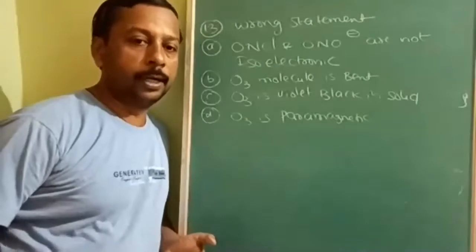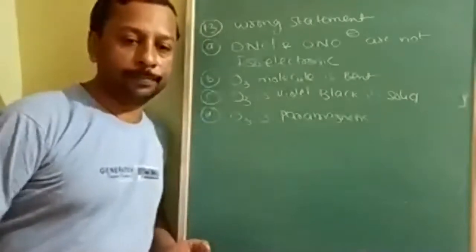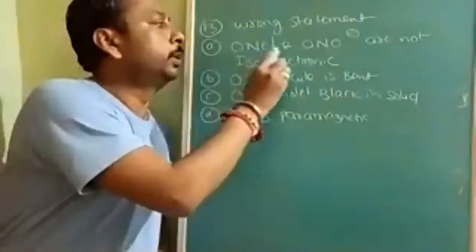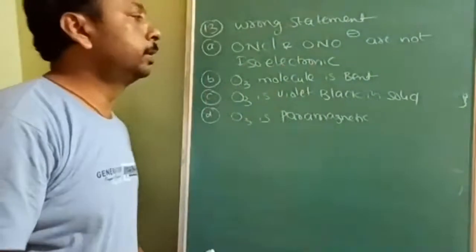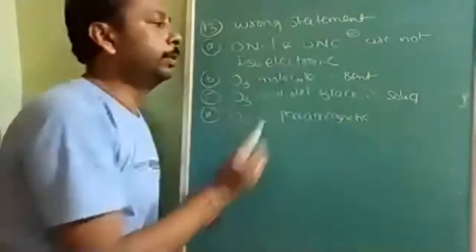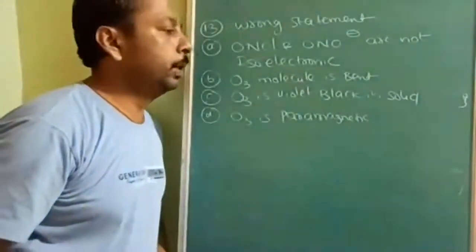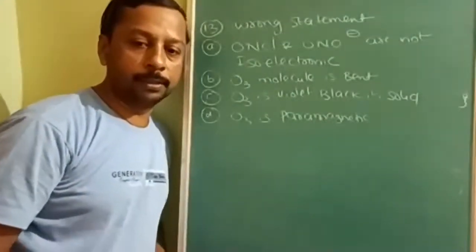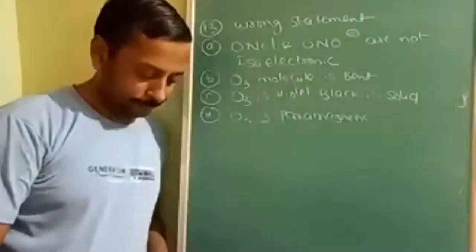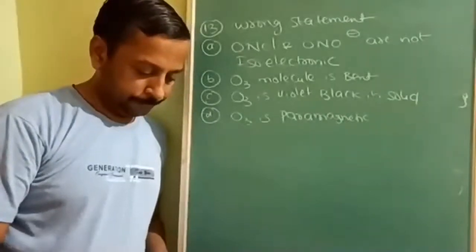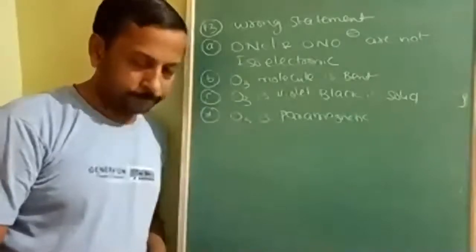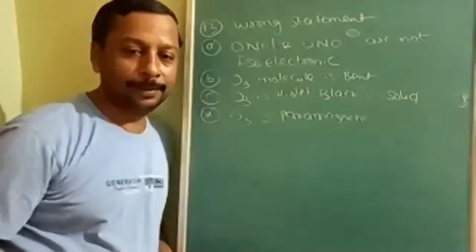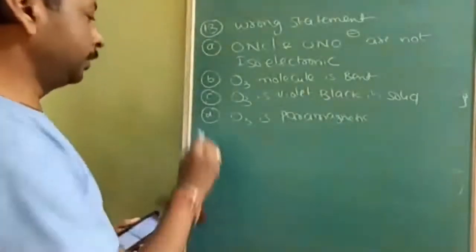Okay, you have to identify the wrong statement. The first statement is OCl and O minus are not isoelectronic. O3 molecule is bent. O3 is violet black in solid state and O3 is paramagnetic. Out of this, which is the wrong statement? Okay, the answer to this question is D.